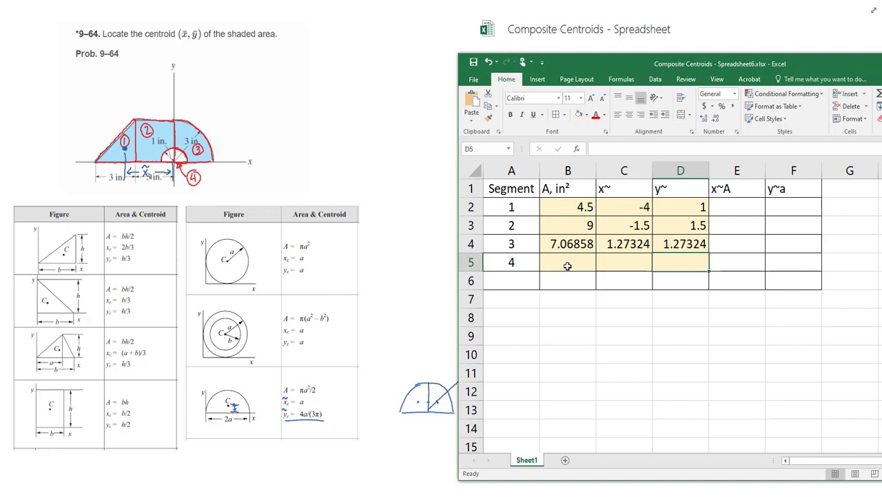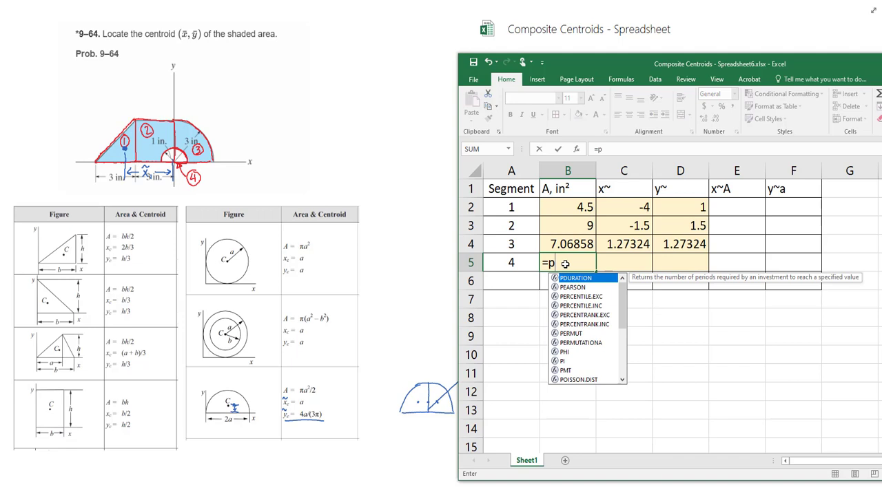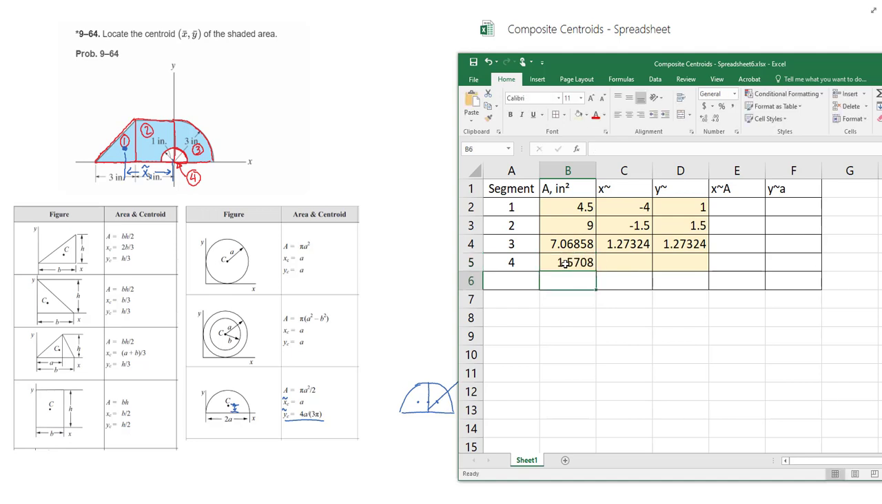All right. Segment 4 is the little semicircle here, and that's going to equal pi times the radius, and the radius here is 1 divided by 2. But because we're taking it away from the entire thing, we need a negative sign. It has to be a negative area.